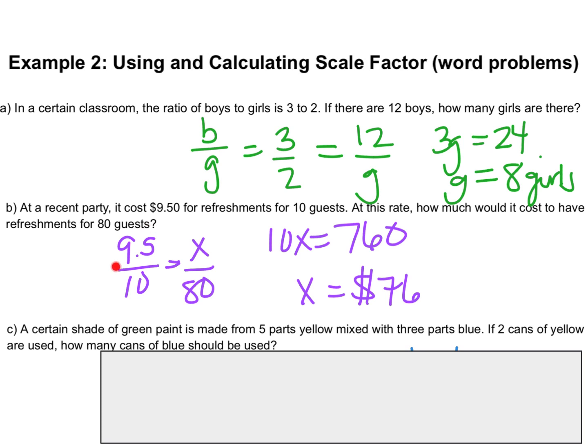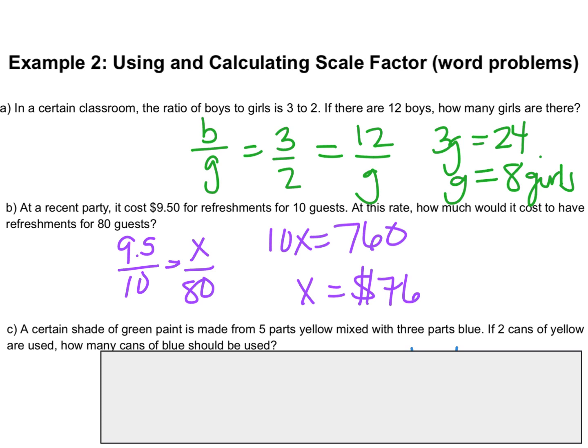So the proportion that I decided to set up is that if it's $9.50 for 10 guests, how much will it be for 80 guests? So money, the cost over the number of people it's feeding. So how much will it cost if I need to feed that many people? Cross multiply and divide, I get $76.